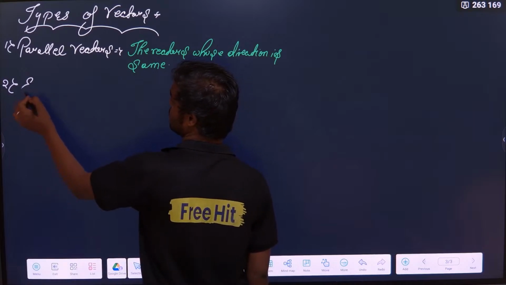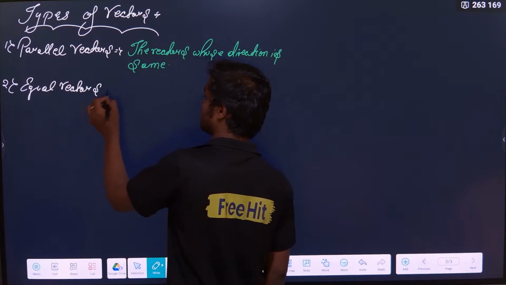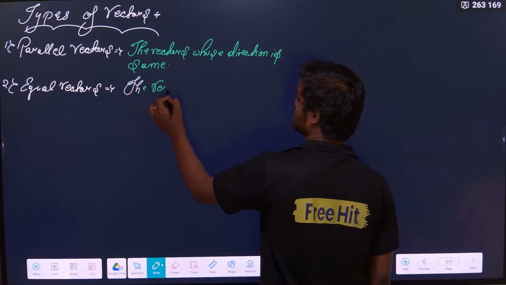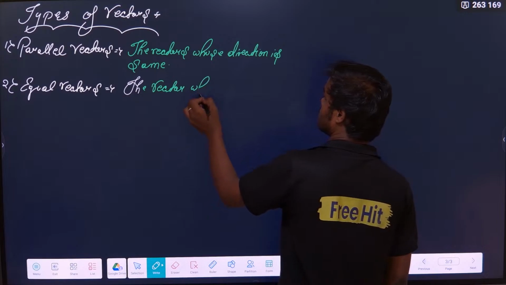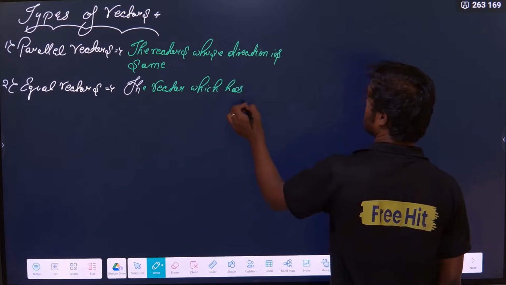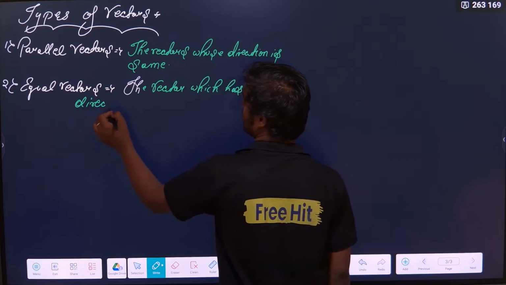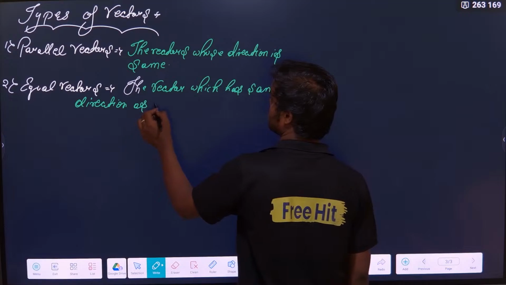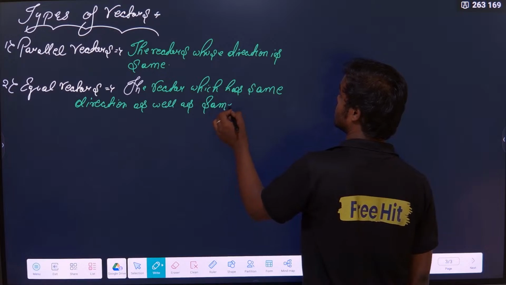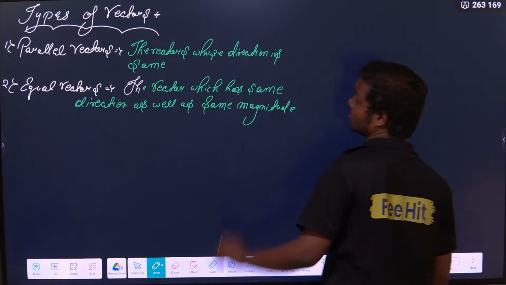Next vector is called an equal vector. The vectors which have the same direction as well as the same magnitude, meaning both direction and magnitude are the same, are called equal vectors.